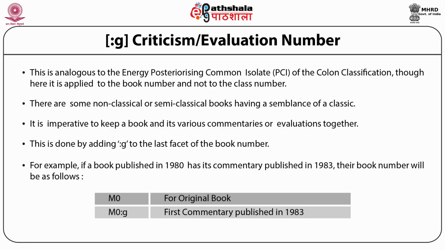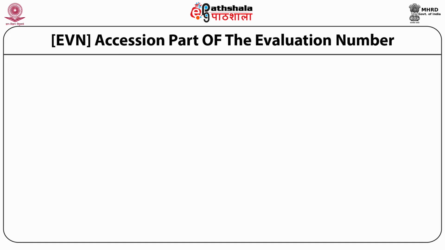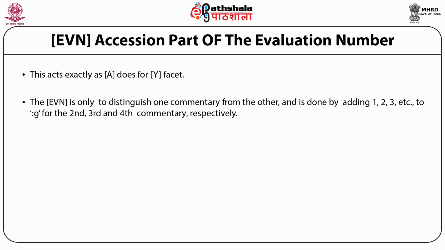For example, a book published in the year 1980 has a commentary published in the year 1983. The book number will be as follows: M0 for the original book, M0:G for the commentary published in the year 1983. It may be noted that the commentary will get the chronological number or the year number of the original book. Thus, it will keep the parent, that is the host book, and its sequel or companion or commentary together.